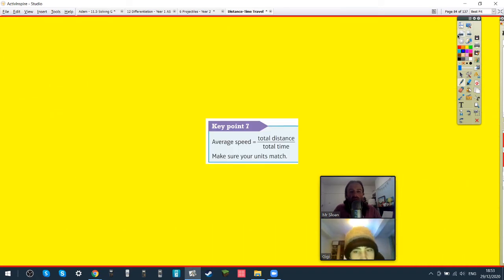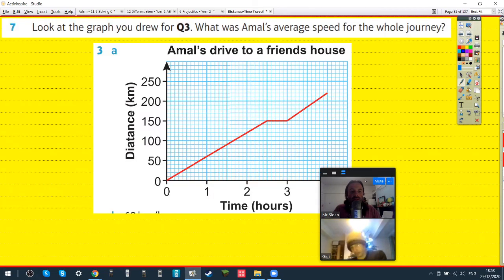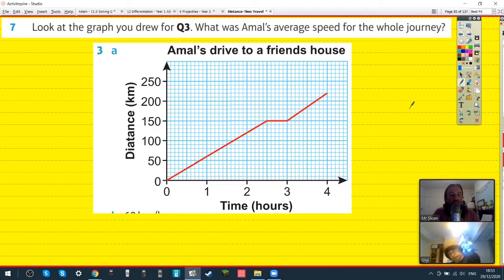Let's see. Average speed is total distance over total time. What is the average speed for the whole journey?